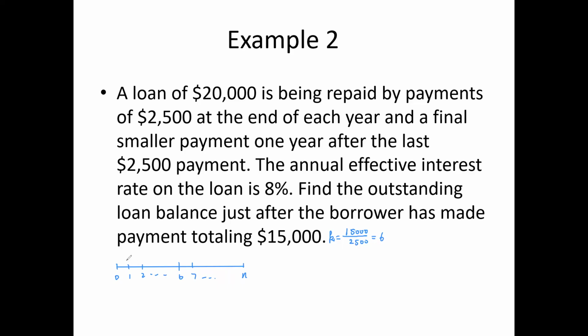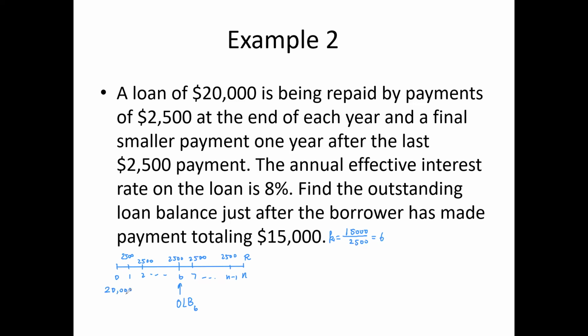Okay, so we have 2500 for each one, 2500 and 2500. And at n minus 1, we still have a 2500, but the last one we have R, which is smaller than $2,500. We're looking for the balance here, at 6 years. For this problem, we do know L, which is 20,000.